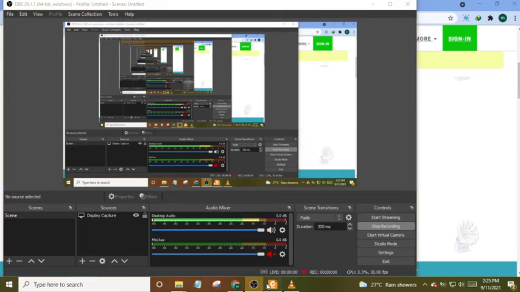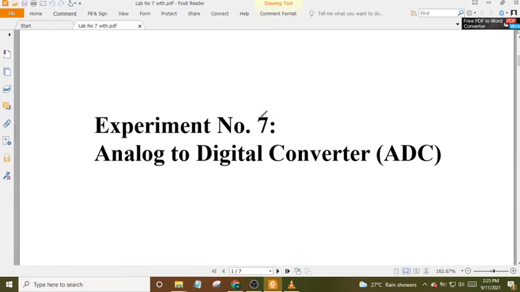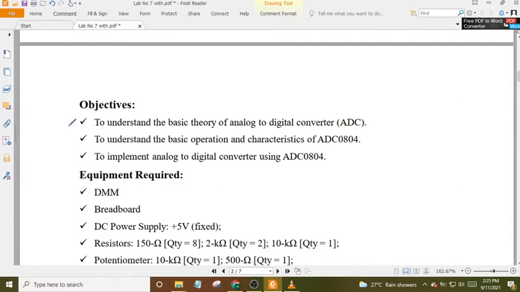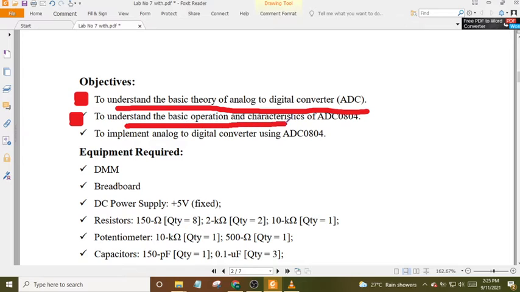Experiment No. 07: Analog to Digital Converter, ADC. Objectives: to understand the basic theory of analog to digital converter, ADC. To understand the basic operation and characteristics of ADC0804. To implement an analog to digital converter using ADC0804.